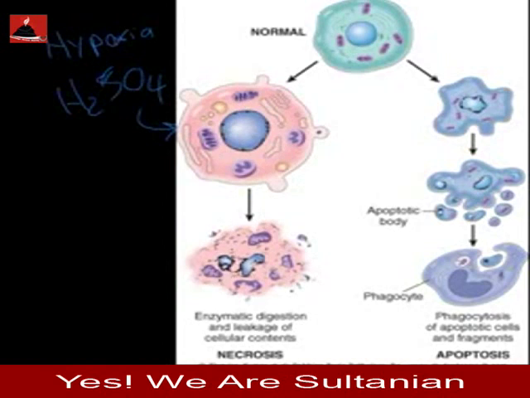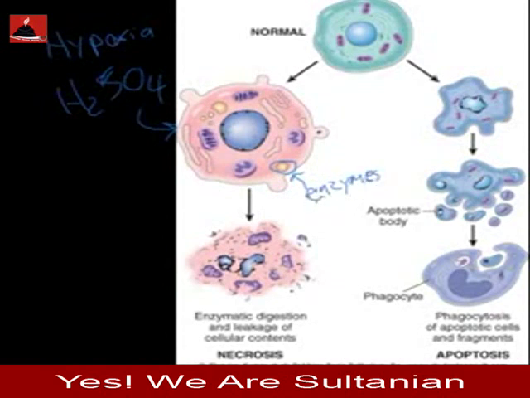Now, how this process happens is this. We'll get into this later. This is just kind of an overview, but enzymatic digestion and leakage of cellular contents. Okay, so let's explain that. Inside each cell are little lysosomes. Let's say this is a lysosome here. Lysosomes have enzymes inside of them.